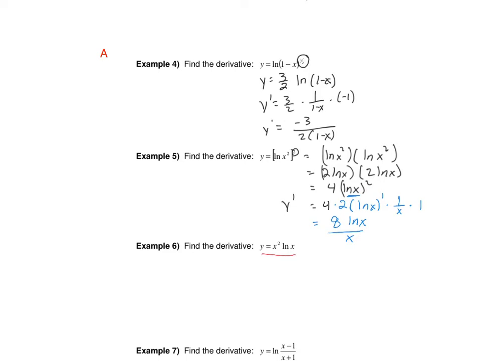All right, next one I've got a product rule. So I've got derivative of the first times the second plus derivative of the second times the first. So the first term doesn't change. And then the second term, I can just simplify to be an x.